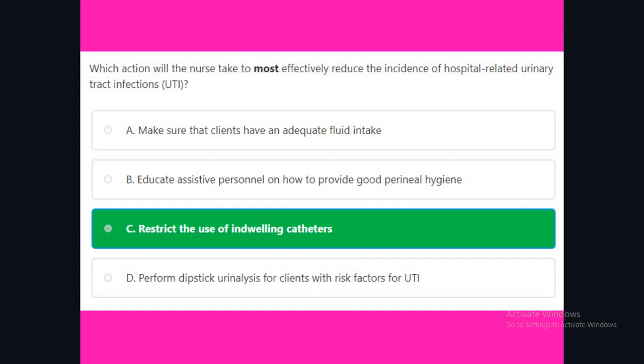So out of these, we have to look for which is the invasive option. Indwelling catheters are the more invasive option, and there are high chances of transmitting infection to the patient. So this will be the most effective method of reducing hospital-related UTIs.